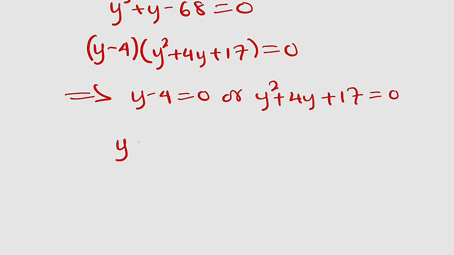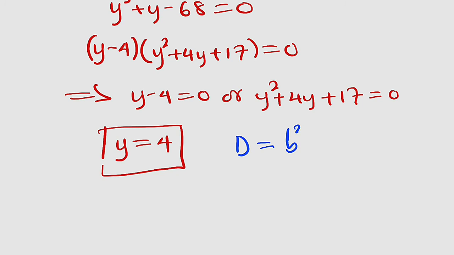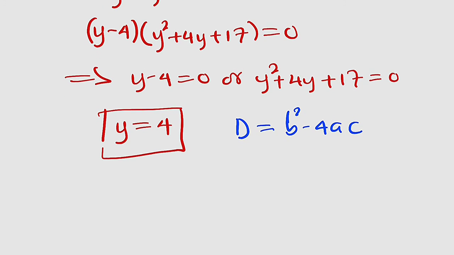So here we have y equal to 4 once negative 4 crosses over. So we have one solution. But remember, our equation is in terms of x. So we have to back substitute. Then for this one, let me find the discriminant. If the discriminant is negative, we are going to discard it because I don't want complex solutions. Discriminant is b squared minus 4ac. So if this value is negative, we're going to discard it.